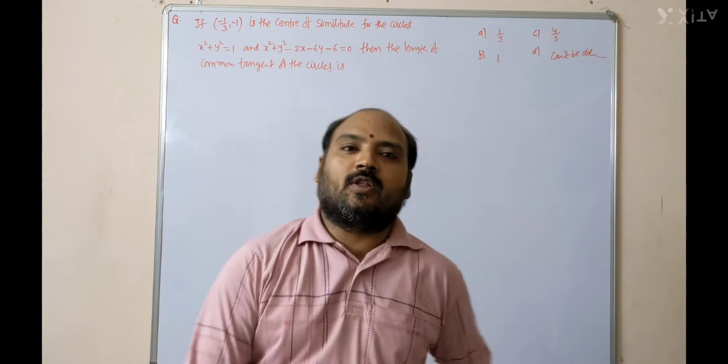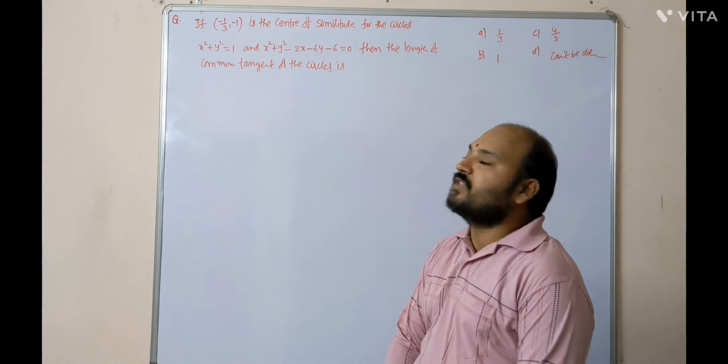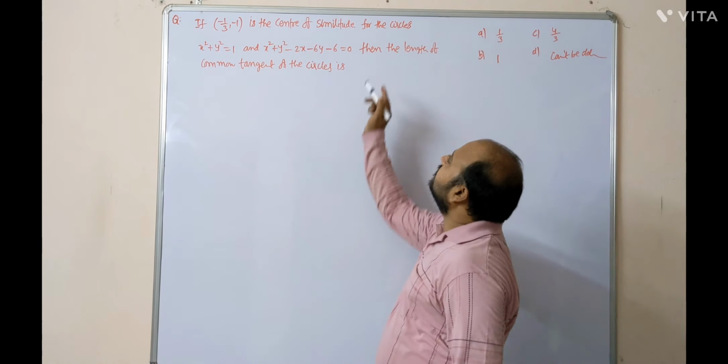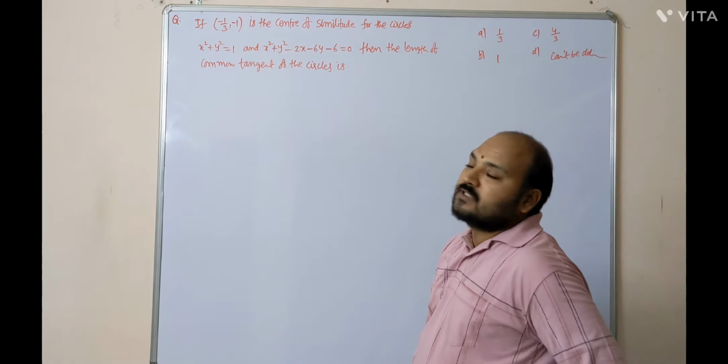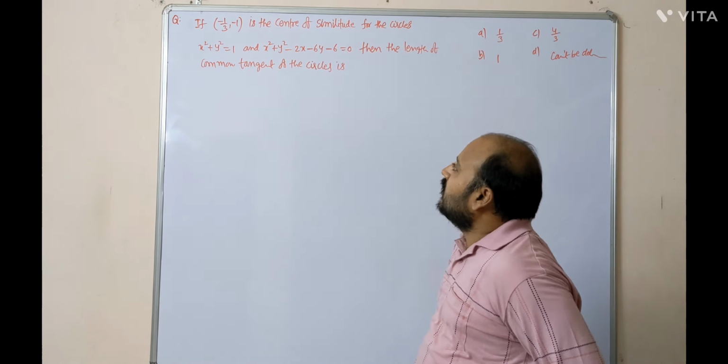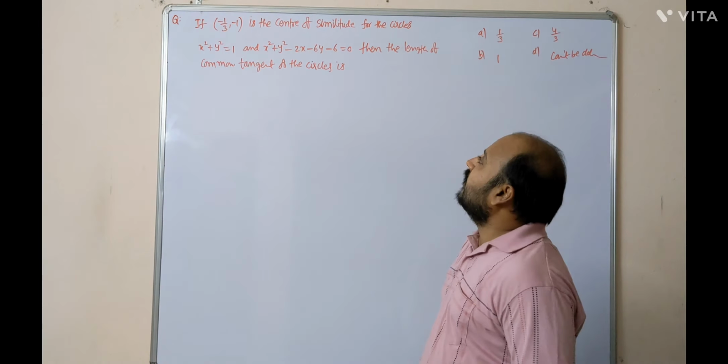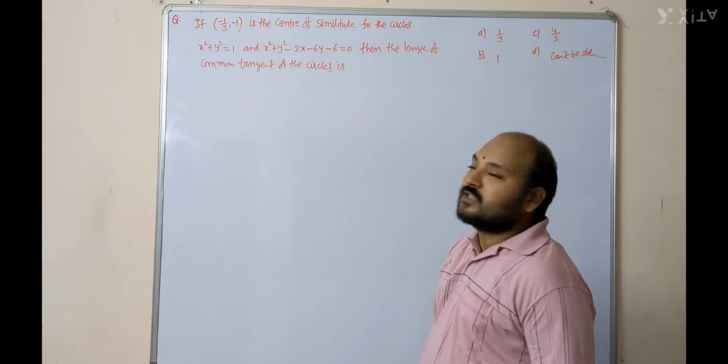Yeah, the next question. If (-1/3, -1) is the center of similitude for the circles x² + y² = 1 and x² + y² - 2x - 6y - 6 = 0, then find the length of the common tangent. Here the length of common tangent is asked, but whether it is a direct or transverse common tangent, they did not mention. But indirectly a hint is given.